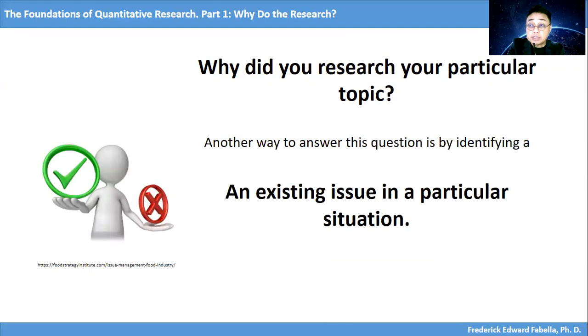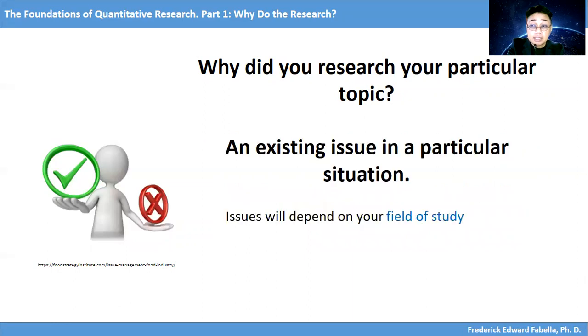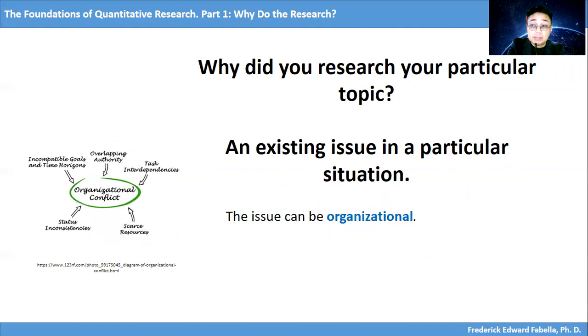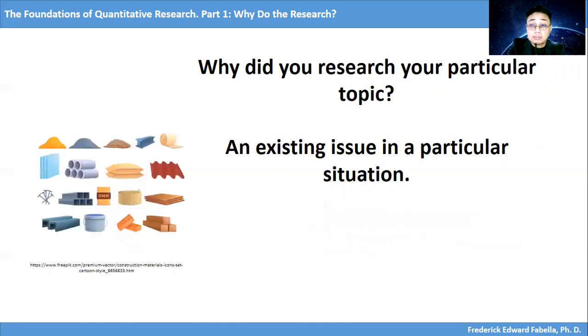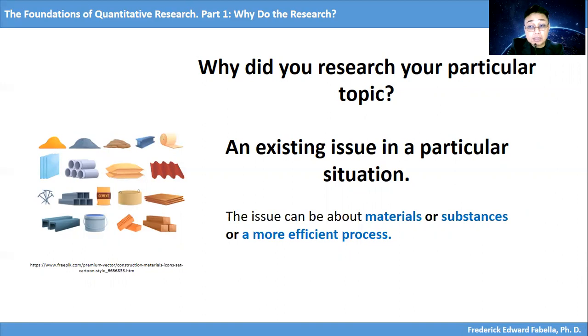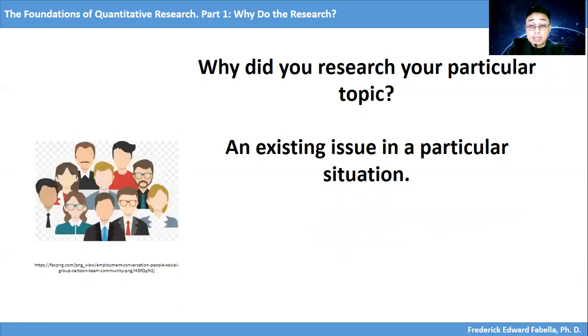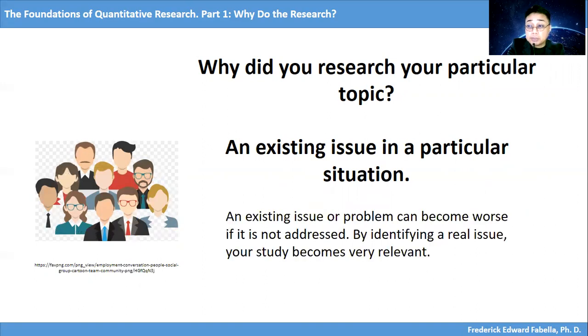Another way to answer this question, why did you research your particular topic, is by identifying an existing issue in a particular situation. Issues will depend on your field of study. Issues can take many forms. The issue can be organizational. The issue can be about materials or substances or a more efficient process. And the issue can be about a community. An existing issue or problem can become worse if it is not addressed. By identifying a real issue, your study becomes very relevant because you want to address the issue.